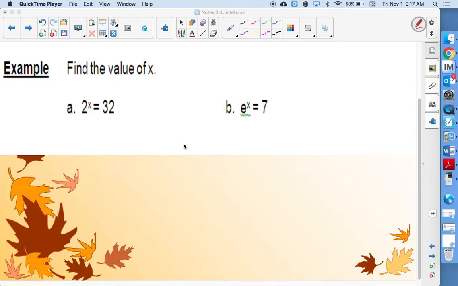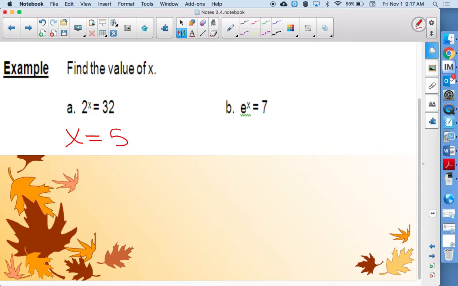32, and that power of 2 is 5. However, the second one, we have a base of e. And e is 2.718, and so on. So having that number and trying to find an exponent that gives us 7 when it's already 2.718. So what would I do there? I can't really have just a nice number that works. So what can I do to solve that problem?